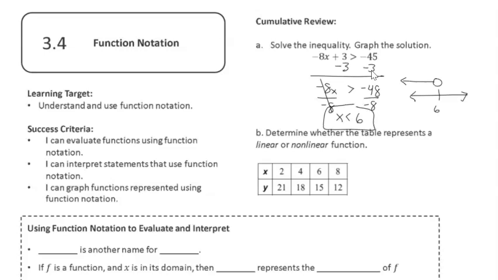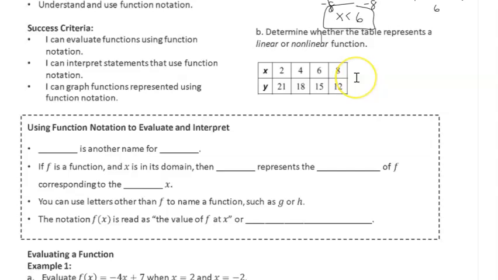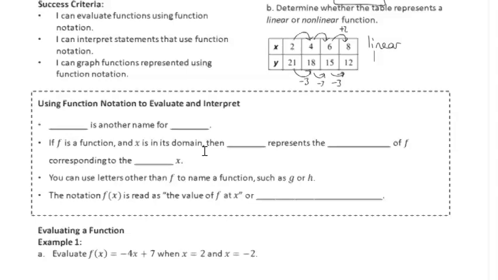All right, and this review on B is from our current chapter. Is it linear or nonlinear? So remember, you look at the pattern. So the x's are going up by 2 consistently. Now look at the y's. From 21 to 18, you're subtracting 3. And each time you're subtracting 3. So that is linear. And we would say, as x increases by 2, y decreases by 3, and this is a constant rate of change.